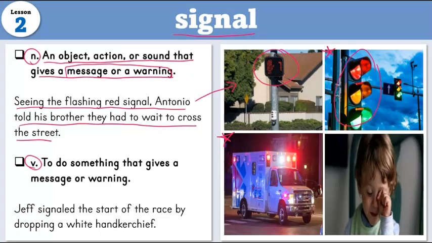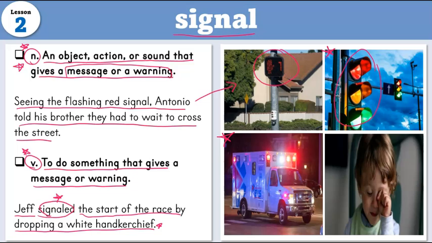And we can also use it as a verb, so now it's an action, and it means to do something that gives a message or a warning. So the meaning is the same, we're just changing it from a noun to a verb. For example, Jeff signaled, here's the action, signaled, the start of the race by dropping a white handkerchief. So imagine that there was a race and the racers are getting ready to start, but they need to wait for the signal. The noun, the signal, is the handkerchief. But now the action that signals the racers that they can go is when Jeff drops that white handkerchief.